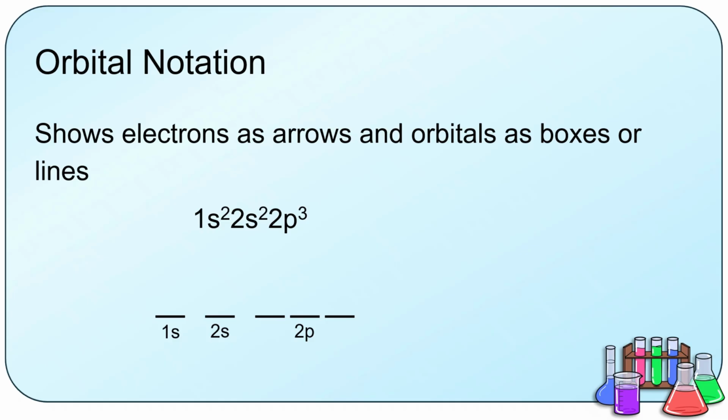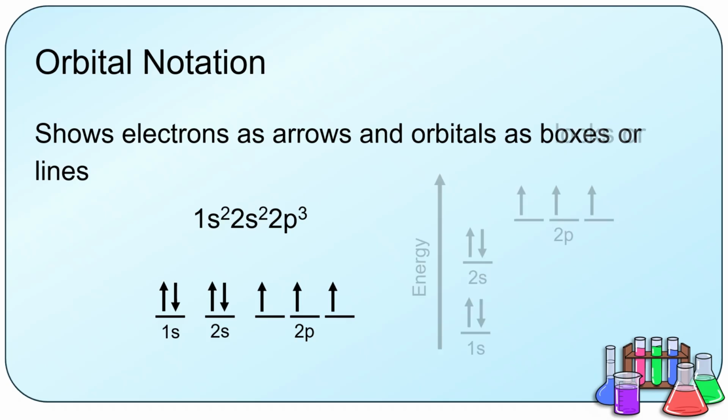The number of lines is the total number of electrons possible for that orbital divided by 2. For 1s, since it has 2 electrons, I'll draw 2 arrows, one up and one down. Same thing for 2s. For 2p3, I'll spread out my 3 arrows, so 1 up arrow on every line. You might also see this drawn vertically. The higher up you go, the higher the energy level is.